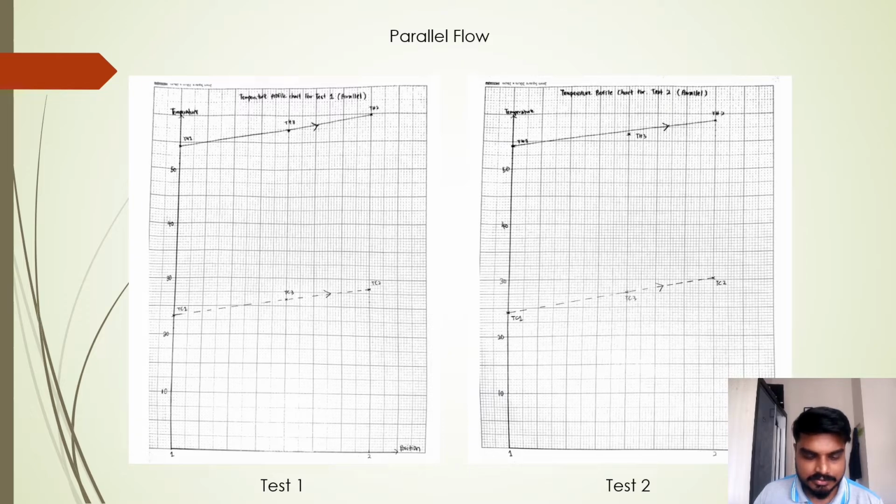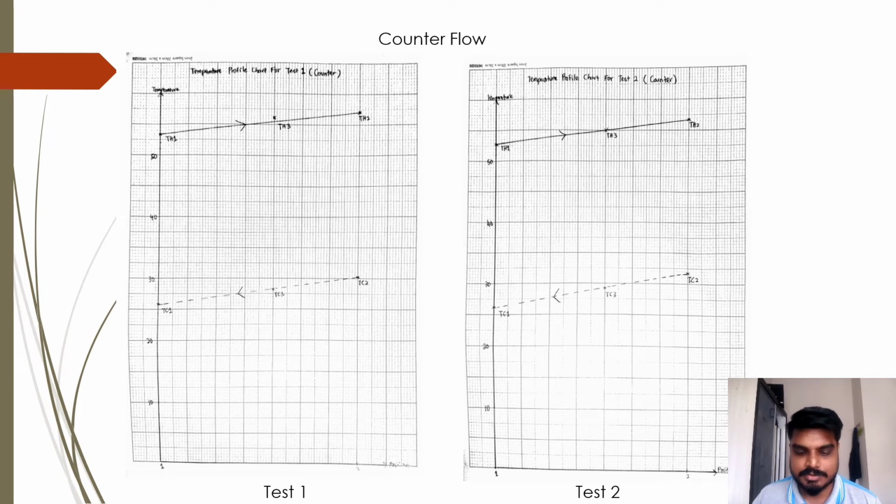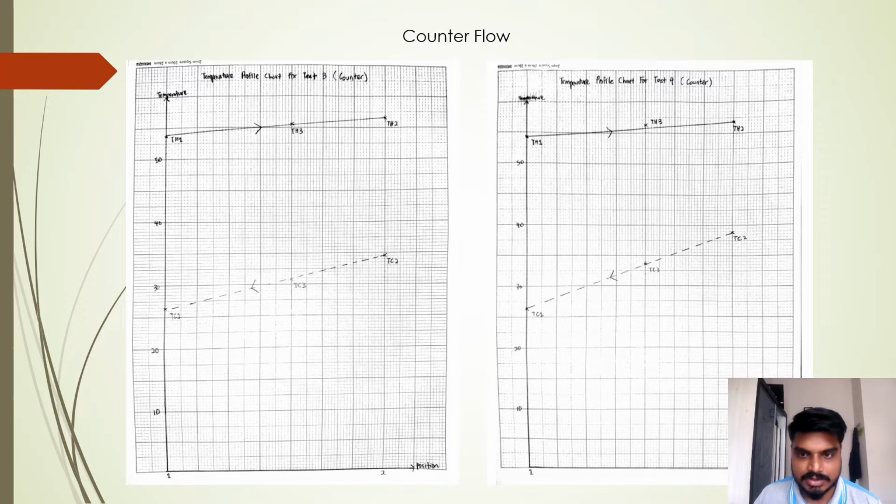Now we are seeing a graph that shows the temperature profile for parallel current flow, where hot and cold fluid enter the heat exchanger at the same end and move in the same direction. This is for test 1, test 2, test 3 and test 4. Now we are seeing the temperature profile chart for counter current flow condition, where the hot and cold fluid enter the heat exchanger at opposite ends and flow in opposite directions. This is for test 1, test 2, test 3 and test 4.